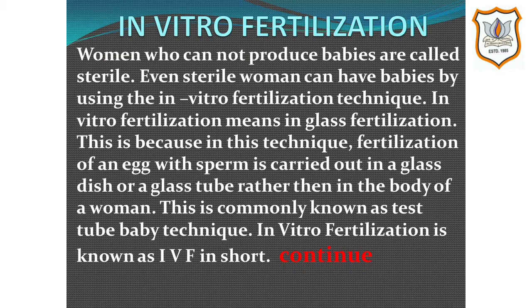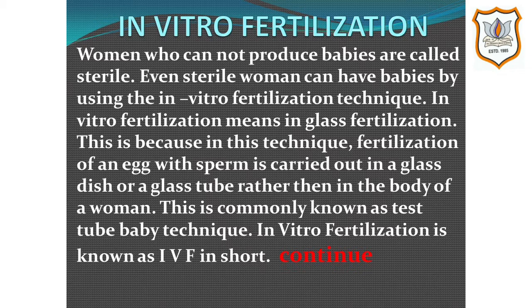Now, what is in vitro fertilization? In a healthy woman, the fertilization of egg by the sperm takes place in the oviduct or fallopian tube. The oviducts of some women are blocked due to some reasons. Such women cannot produce babies in the normal way because the eggs released by their ovary cannot meet the sperms and get fertilized in the oviducts. Why? Because the oviducts are blocked.